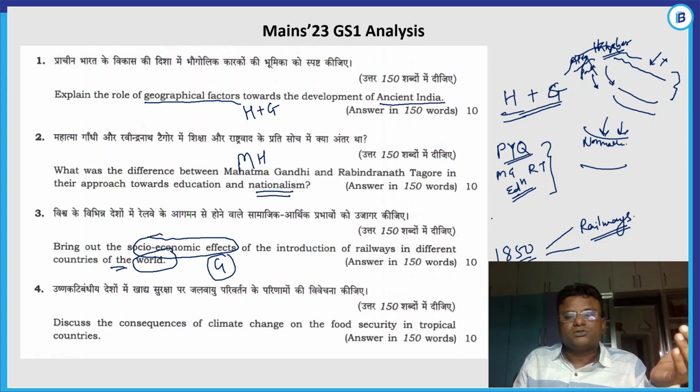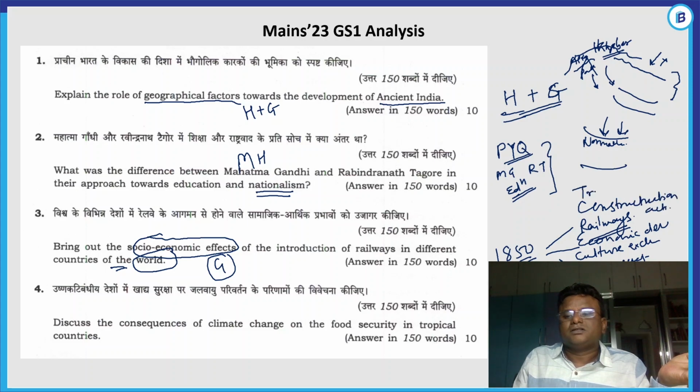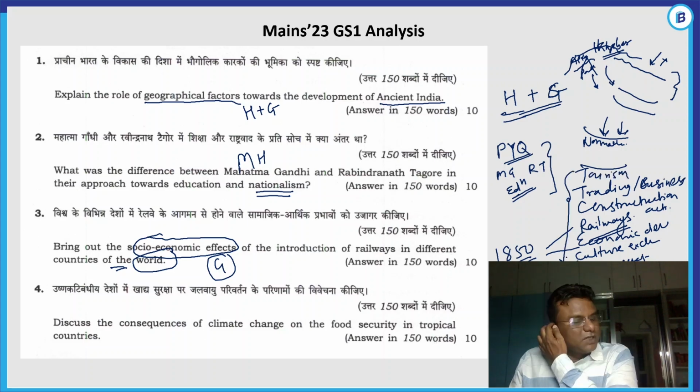And when it comes to the socio-economic effects, you know that there is cultural exchange, there is employment opportunity, there is economic development, there is construction activity, there is an increase in trading or business, tourism, all those factors. I think these are easy factors to guess or think about.